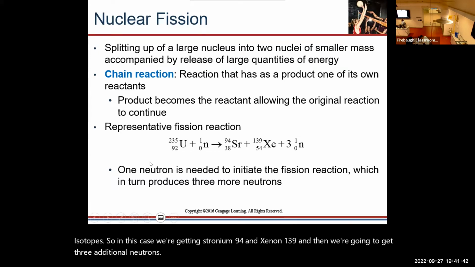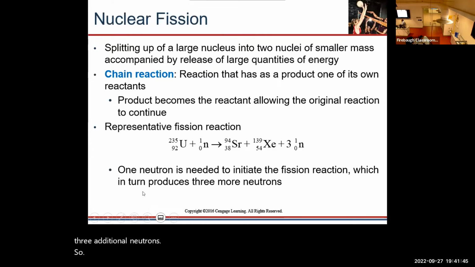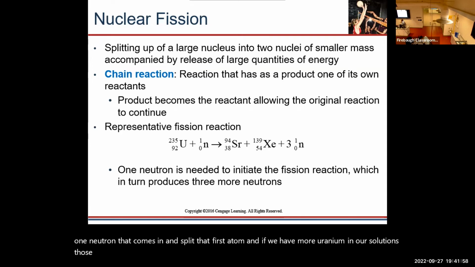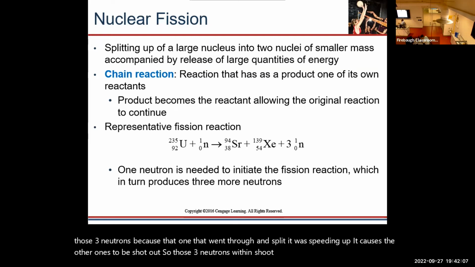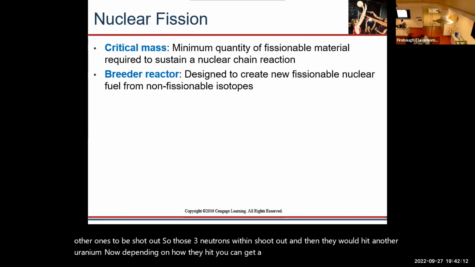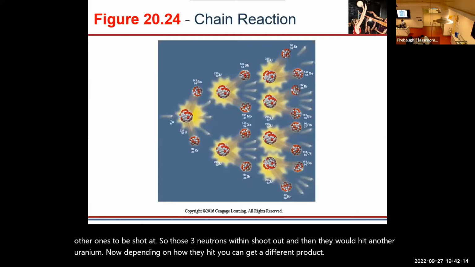These 3 additional neutrons can cause a chain reaction. We have that 1 neutron that we started with. If we have more uranium in our solution, those 3 neutrons will shoot out, and each of them can split another atom. Depending on how they hit, they have a different product. This is an example of a chain reaction.